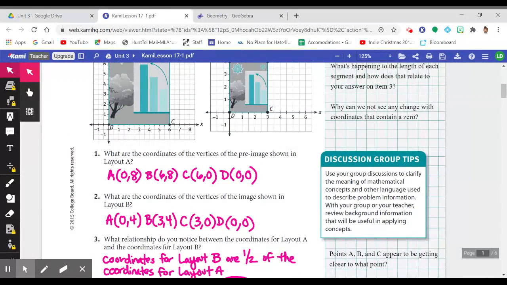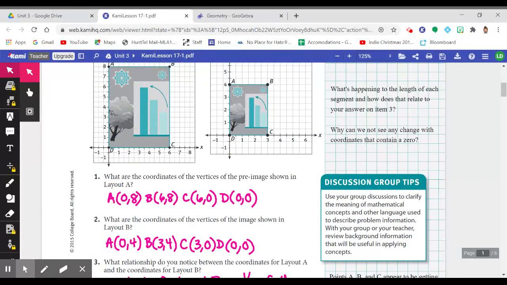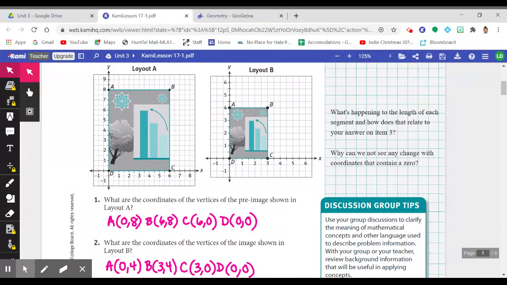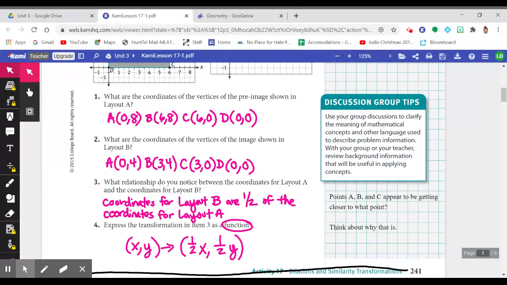So I added a couple other questions besides the one about a 0. What's happening to the length of each segment, and how does that relate to the answer in item 3? Think about that. So not only is this transformation changing these coordinates, but it's obviously changing the size of our figure. So from A to B was 6 units, and from A to B here in layout B is 3 units. Well, think about how that relates to what we said in item 3.